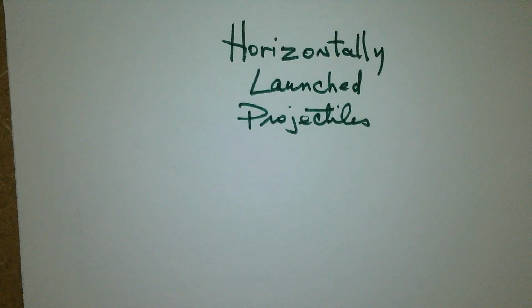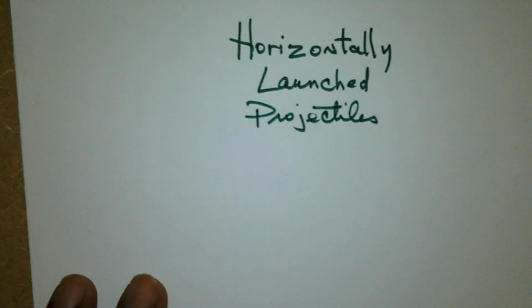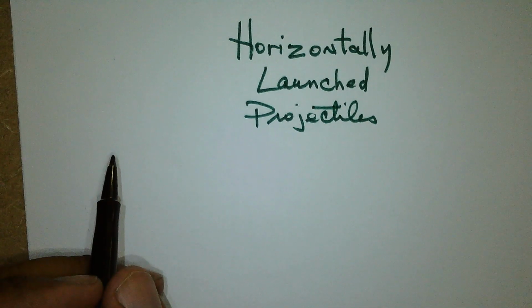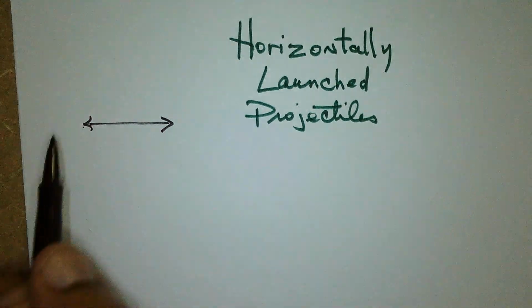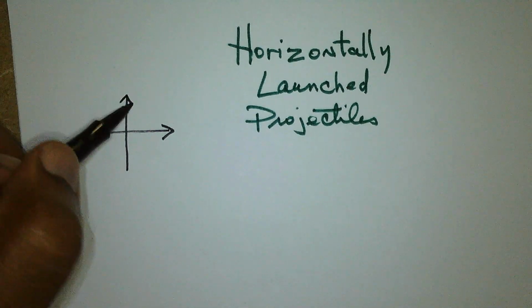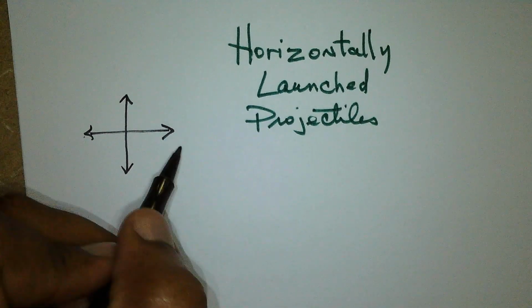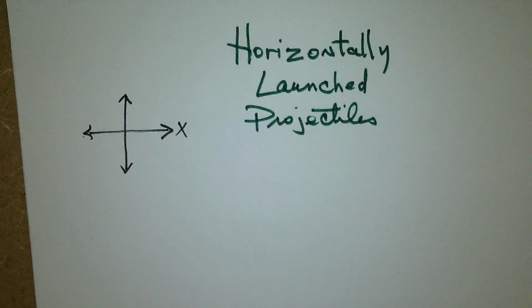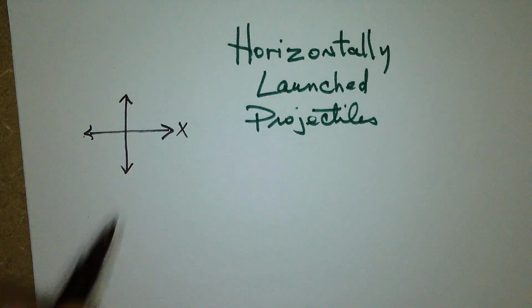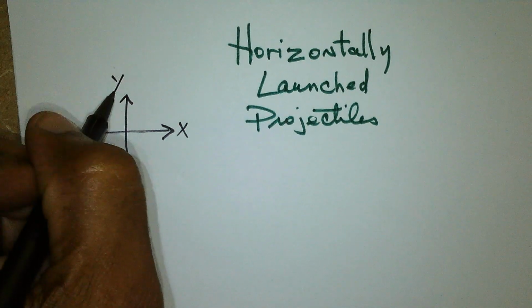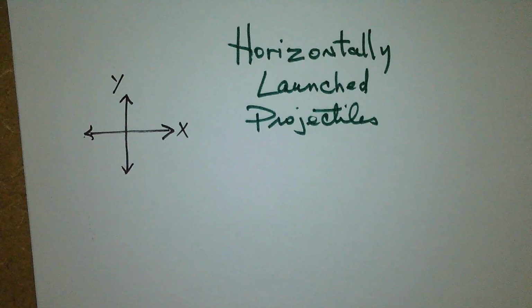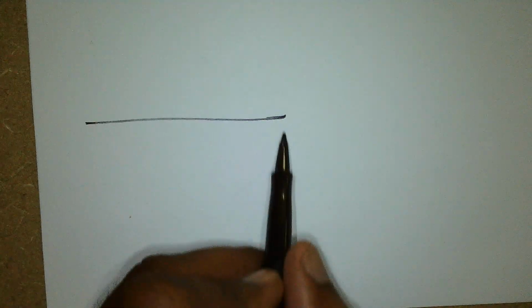Okay, horizontally launched projectiles. So we've been learning kinematics both vertically and horizontally. Okay, so when we calculate what's happening on the x-axis, what we must realize is it has almost little to nothing to do with what's going on on the y-axis.